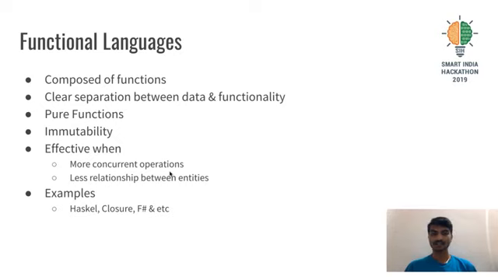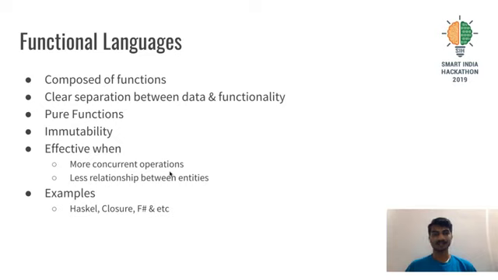As we have seen, object-oriented languages are based on objects, while functional languages are based on functions. They are composed of functions. In functional languages, we can see a clear separation between data and functionality. But in object-oriented languages, data and functionalities are not different. They are combined into the same object.